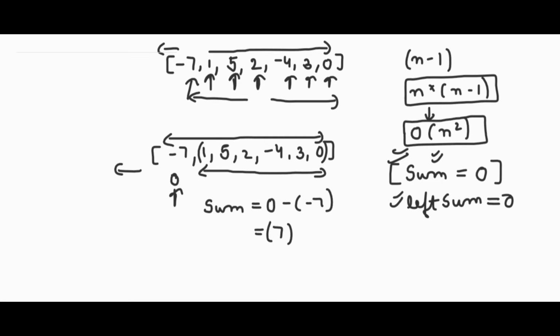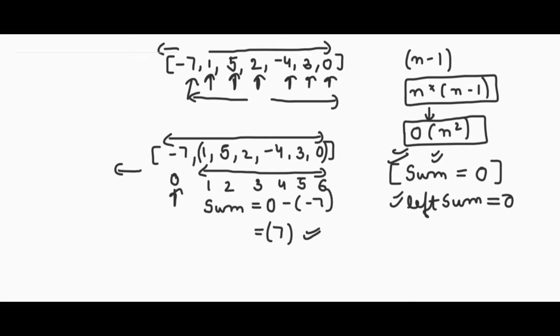Okay, so the sum of elements from index 1 to index 6. Let's write all the indexes. From index 1 to index 6 will be 7. The left sum is 0 for index 0 and the right sum is 7, which are not equal. So the 0th index is not an equilibrium point.